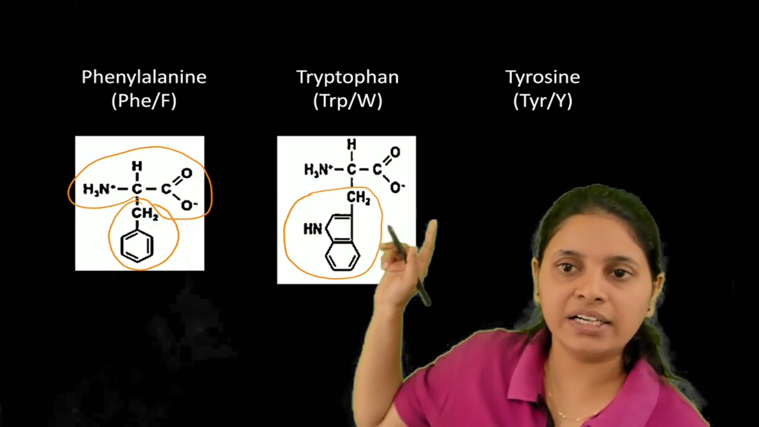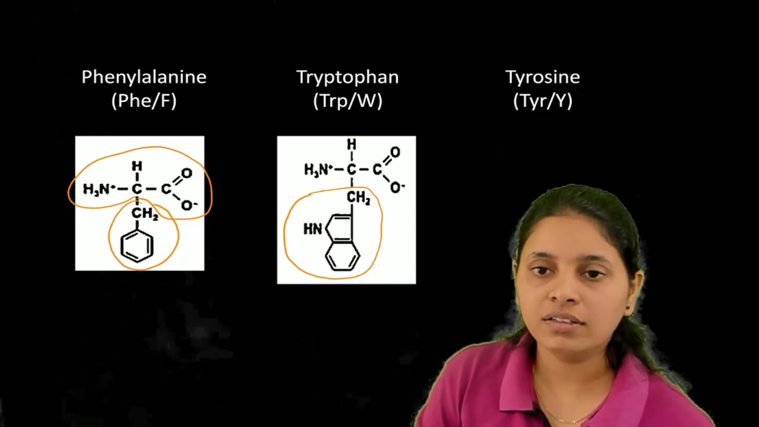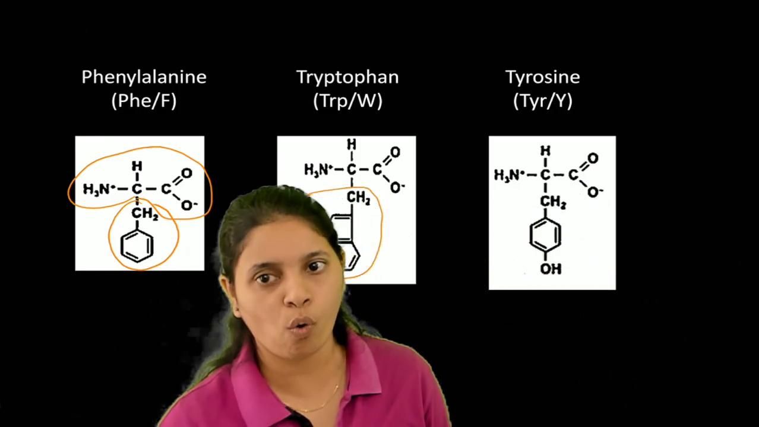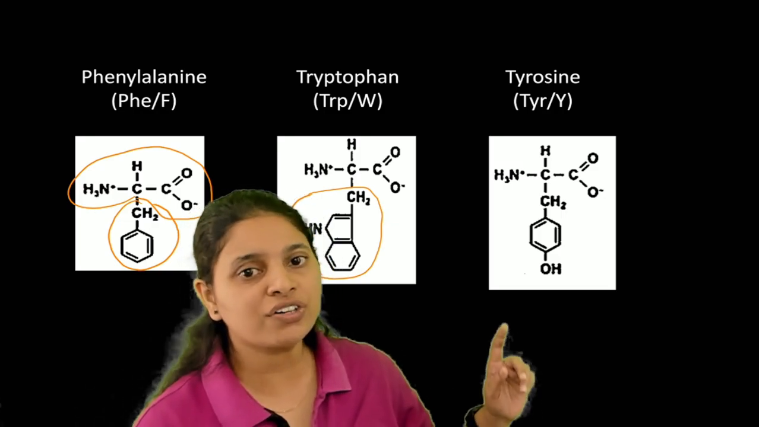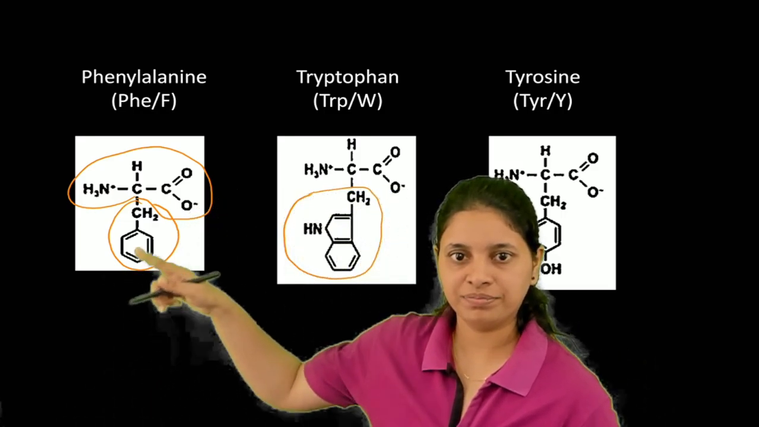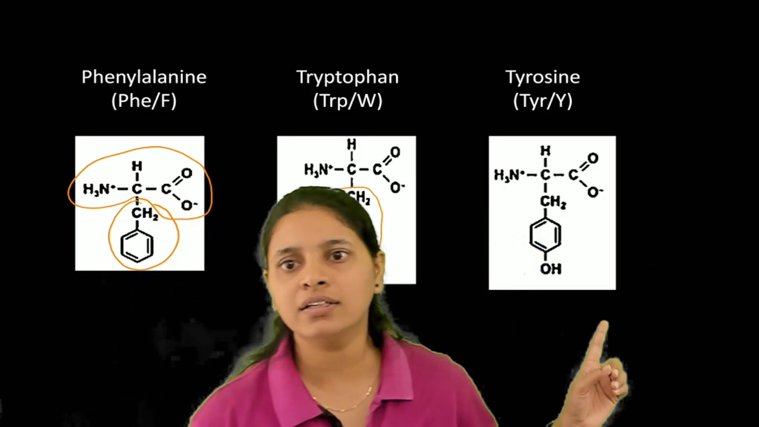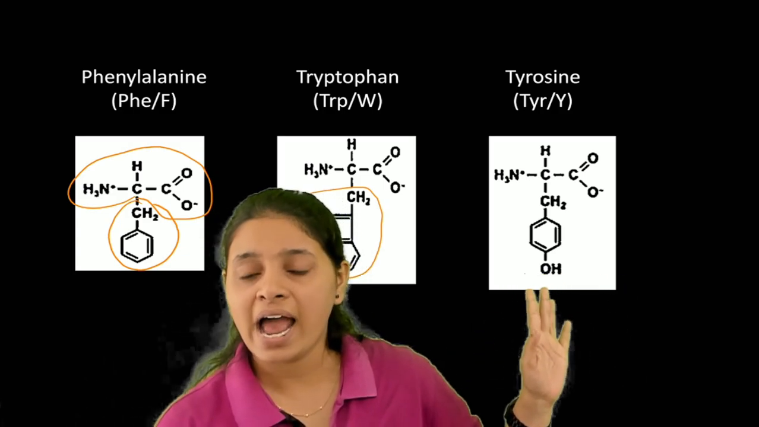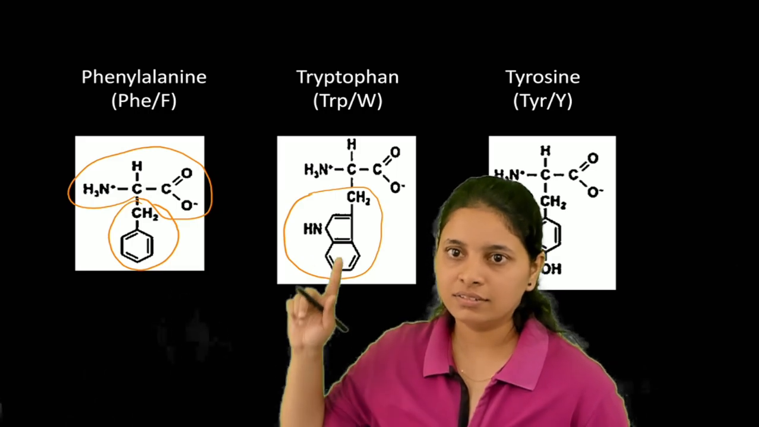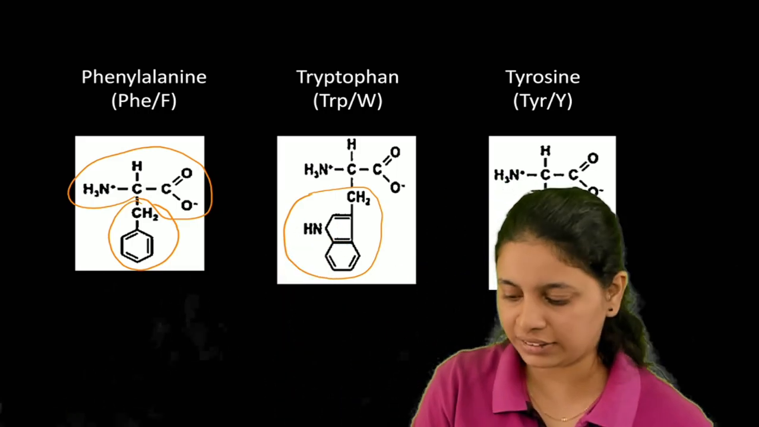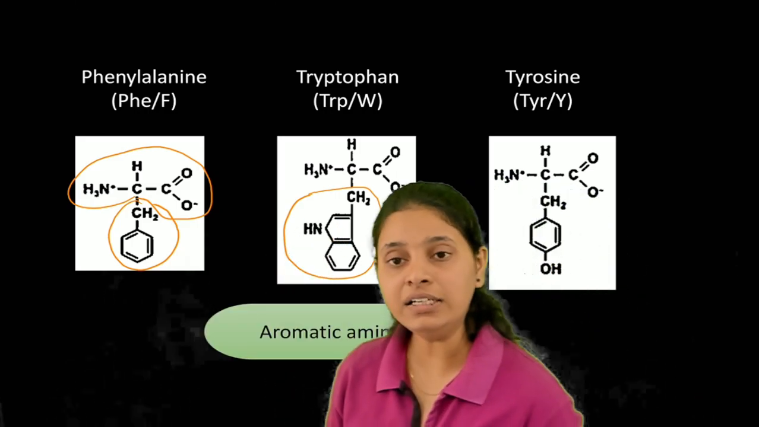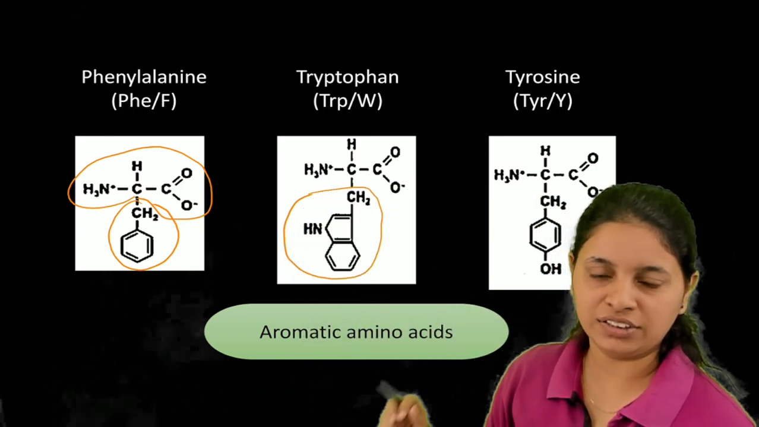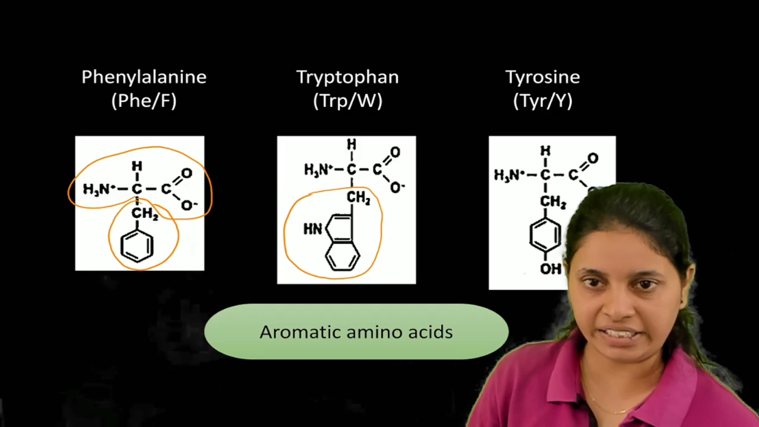TYR and the single letter code is Y, right? See the structure here also, CH2, then a benzene ring, and we have OH, right? So if you know the structure of phenylalanine, simply attach OH here. You will get tyrosine. Simple, right? As here also you have the aromatic benzene ring, tyrosine is also an aromatic amino acid. So these three, phenylalanine, tryptophan and tyrosine are aromatic amino acids. Very important point for your NEET examination.